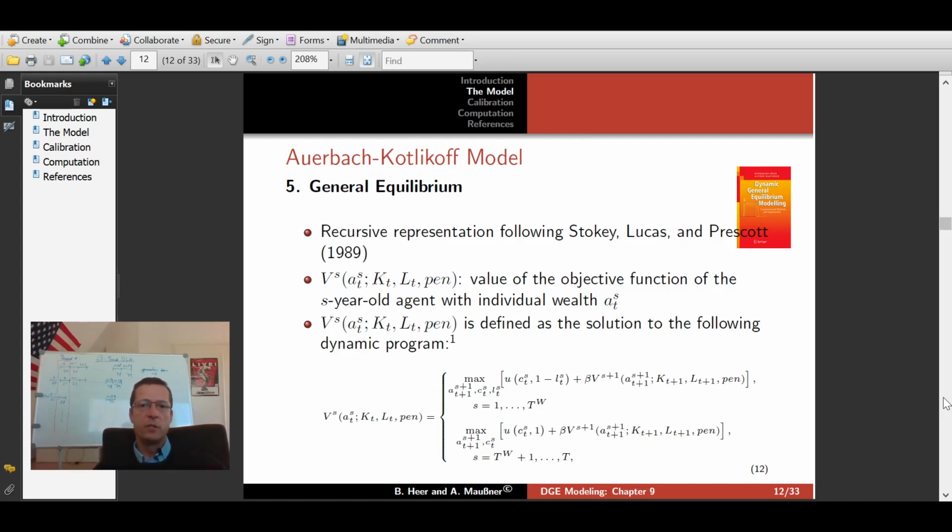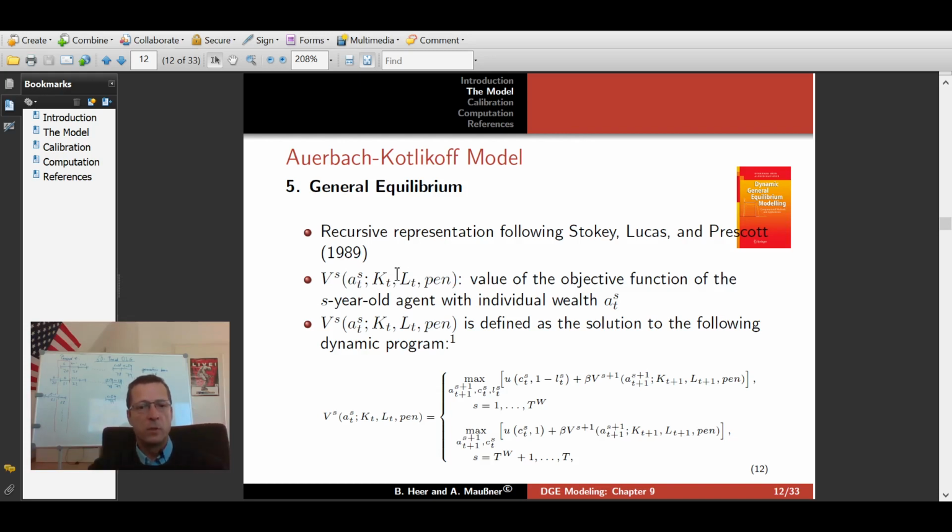And we can proceed to describe the general equilibrium using the recursive representation of Stokey, Lucas, and Prescott. Therefore, we define the value of the objective function of the s-year-old agent with individual assets a_st as V_s, a function of a_st. And we have the exogenous variables: aggregate capital stock K_t, aggregate labor L_t, and the pension PEN. Many researchers drop these aggregate variables. We will use them to make things a little clearer, especially if we later consider the dynamics in our economy, and the aggregate variables may change.